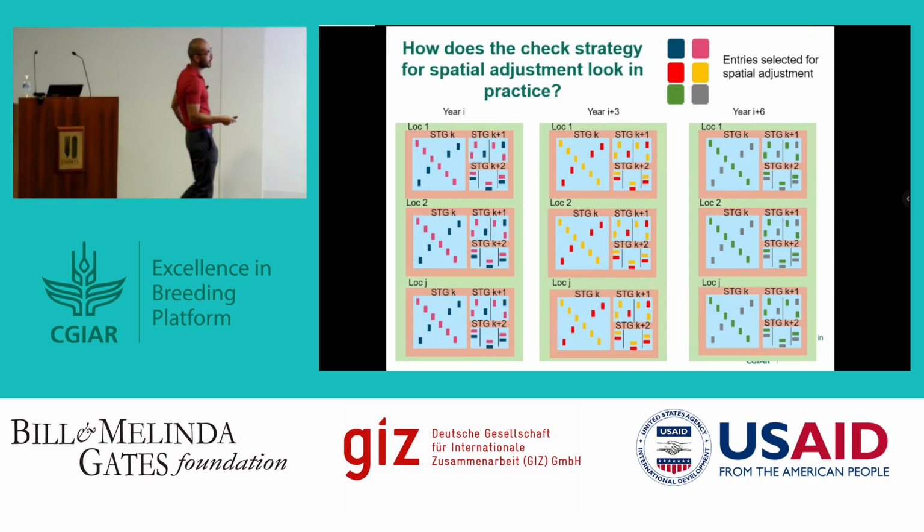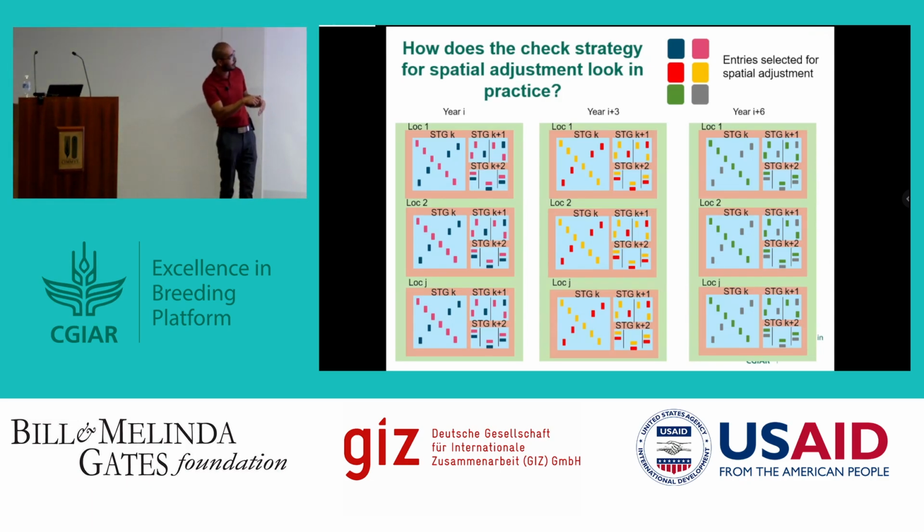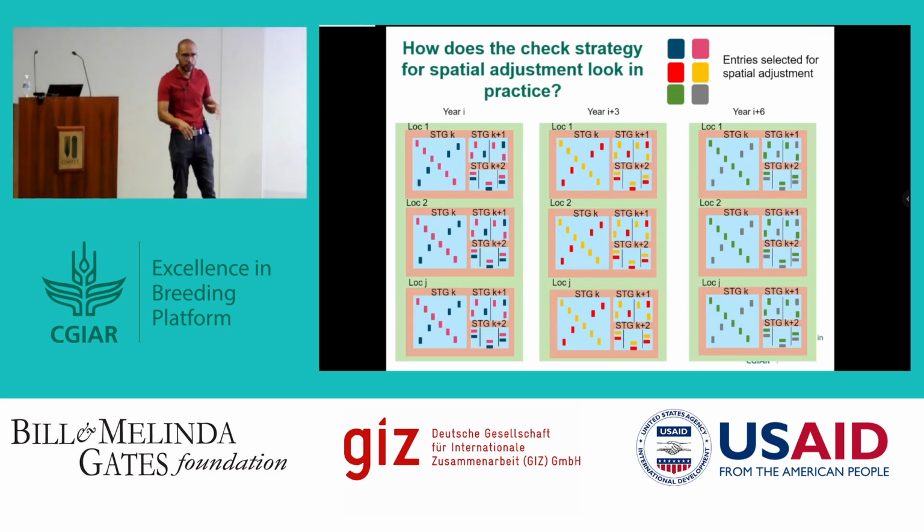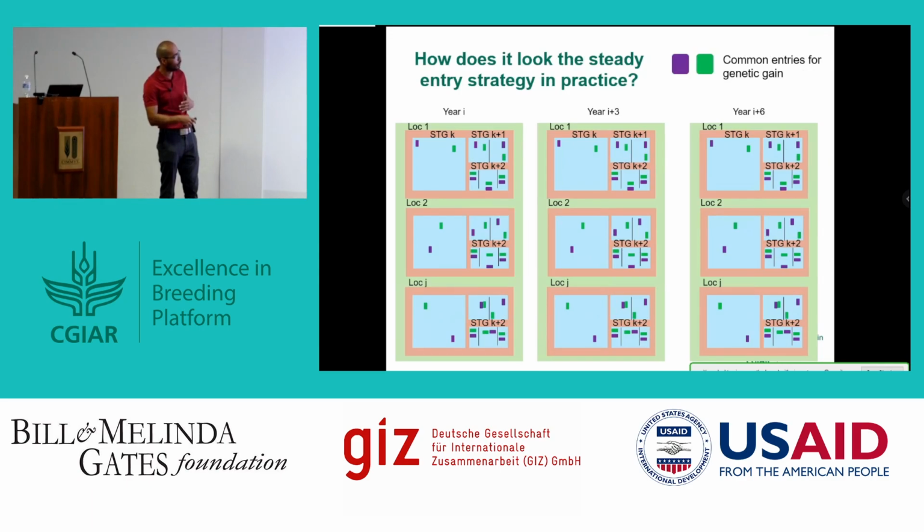When you talk about the spatial adjustment, you're talking about those checks that need to be present in different areas of the field to make a proper adjustment, so the means of the genotypes that you are actually considering entries for selection get properly adjusted. But when we're talking about the connectivity entries, we're talking something more like this.